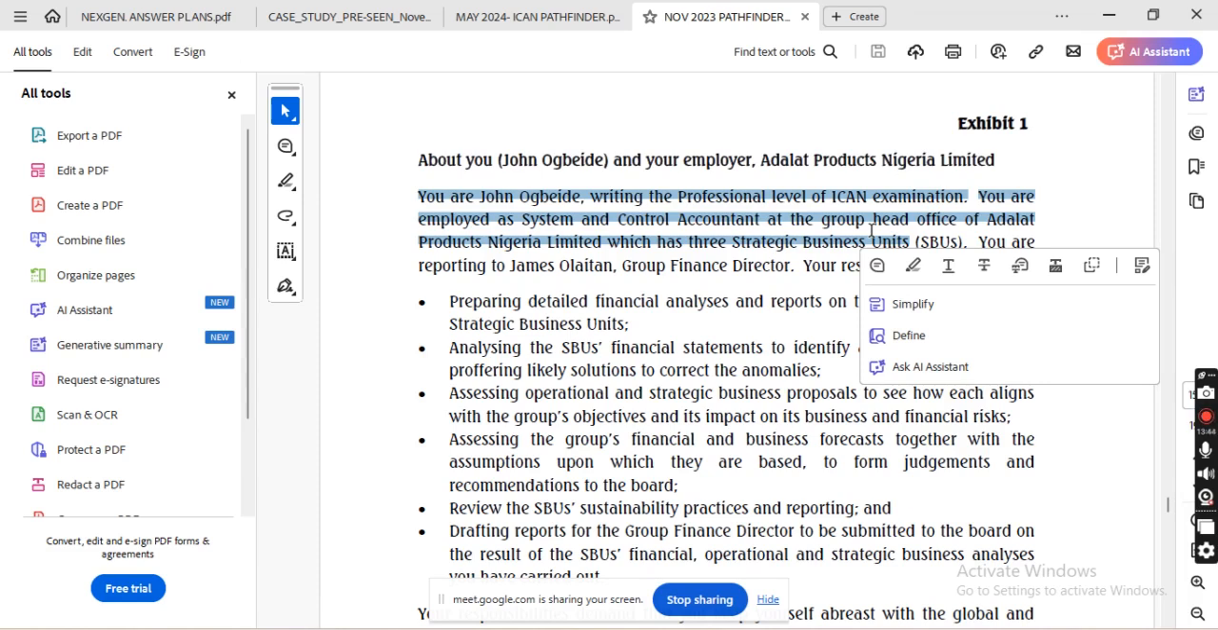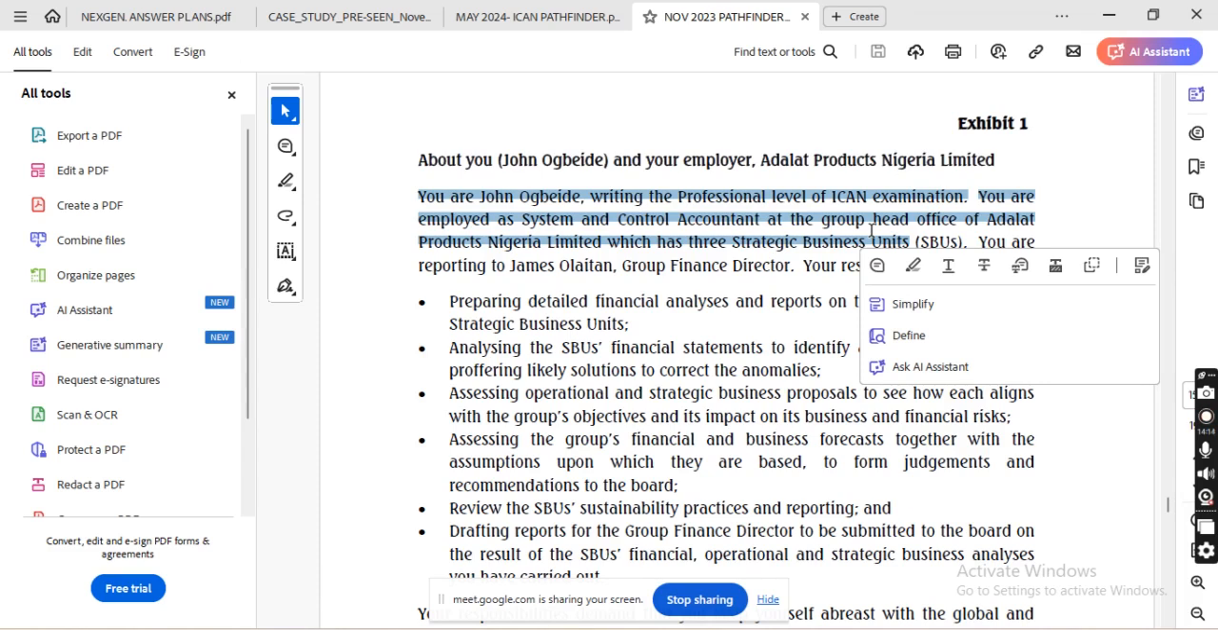So when you now read the requirement, you will see that it is clearly an internal report. But it is common in ICAN exams that before the exam they give you an internal report, 90% internal, and when you check the unseen, you see external. It is not common.